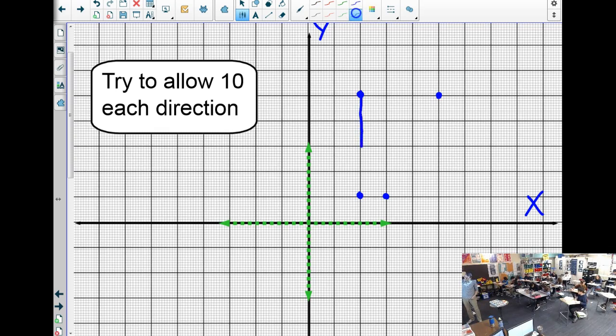What kind of shape is this? Yeah, it's a trapezoid, right? Because it's got 2 parallel bases at the top and the bottom, but then the other 2 sides aren't. So this is a trapezoid.